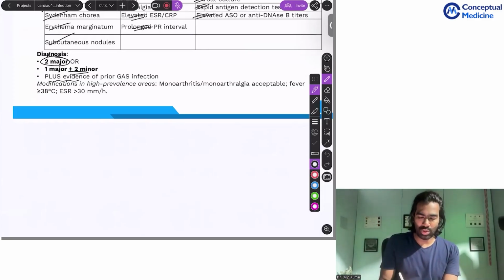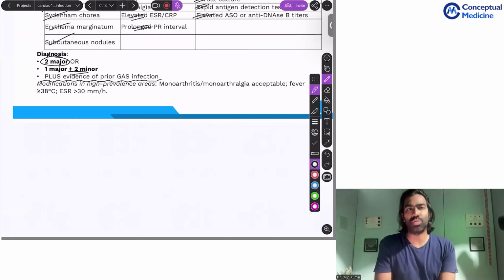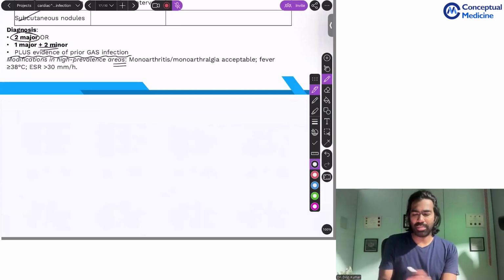Plus, as I said, Jones criteria will not be applicable without evidence of prior GAS infection. So that is a must to be proven. So what is the modification in high prevalence areas?